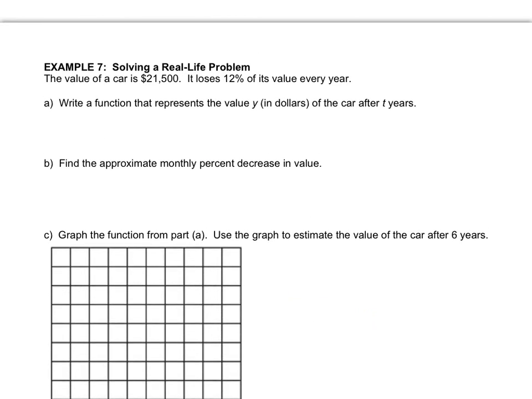In example 7, we've got a car, and it starts at $21,500, and it loses 12% of its value each year because cars depreciate over time. Write a function that represents the value of the car after t years. So we know it's going down, so it's going to be a 1 minus r equation. So it's y equals the initial amount, 21,500, times 1 minus 0.12 to the t. So then that becomes y equals 21,500 times 0.88 to the t.